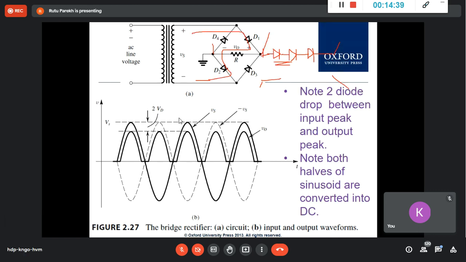Let's say you have a resistor here. See, there is 1 diode, let's say, then a resistor, and then another diode. And think that you are taking output here.